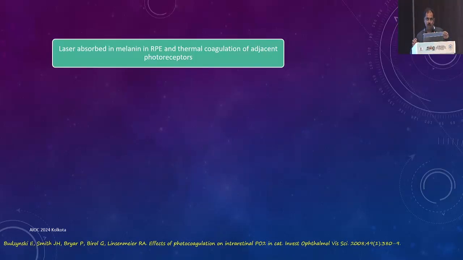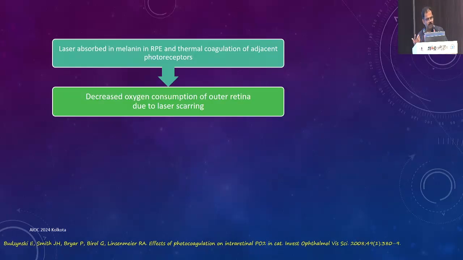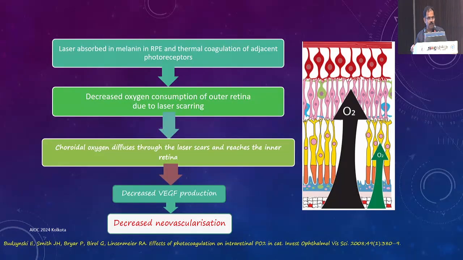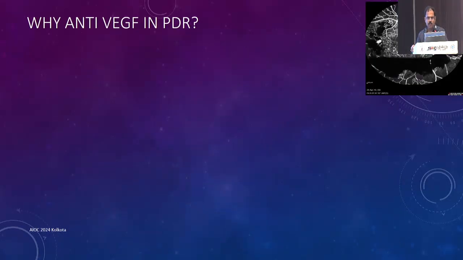So we all know that in proliferative diabetic retinopathy, laser is the mainstay, like Lalit sir just told. Laser will be absorbed by melanin, and then it decreases the oxygen consumption of the outer retina. Then through these scars, oxygen would come in, and the need for oxygen also reduces, and that reduces the VEGF production and reduces the neovascularization.